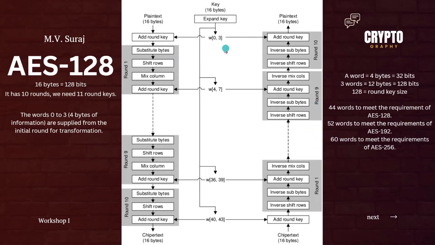And what are these words actually? Well, these words are actually bytes of information that are supplied from the initial round transformation. So all these round key words are bytes of information, 4 bytes of information, because it's 0, 1, 2 and 3.